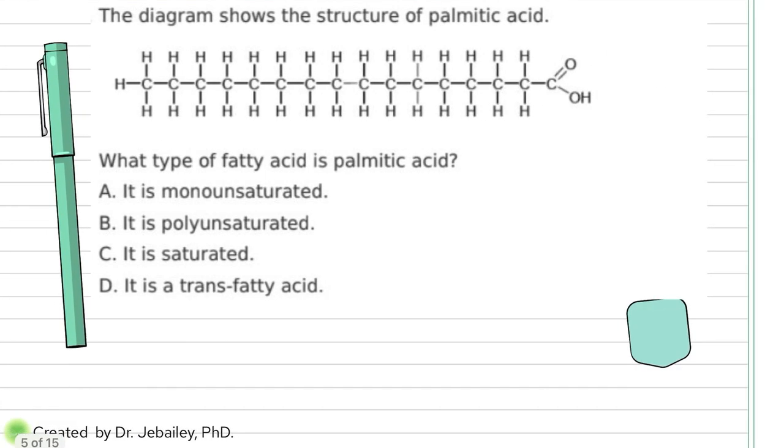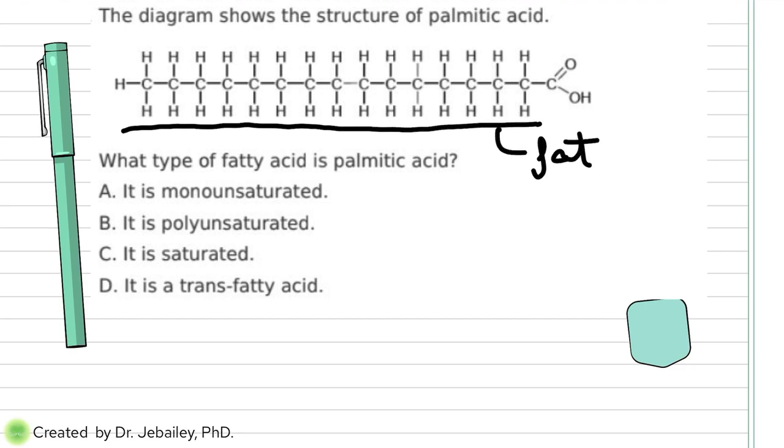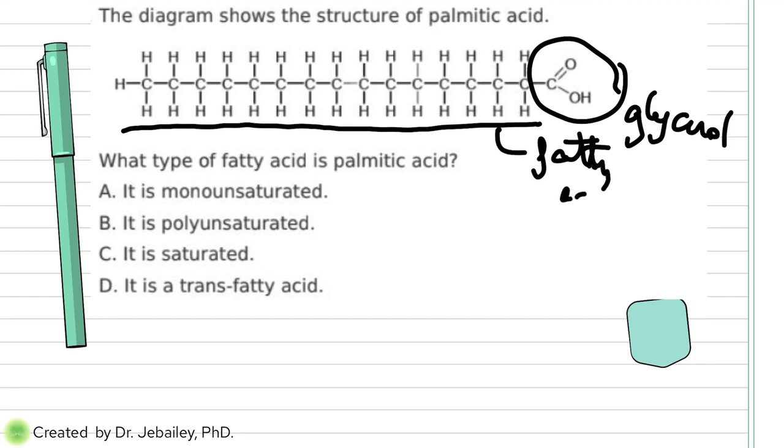Now let's go to this question. Just by looking at this, when you see a large chain of carbons with hydrogen, you can automatically assume that this is going to be fat. And you can see a tiny little glycerol going on here, right? So this is a glycerol, which is part of the fat, right? And this is basically a fatty acid. So obviously, and it says here palmitic acid, it's a fat.